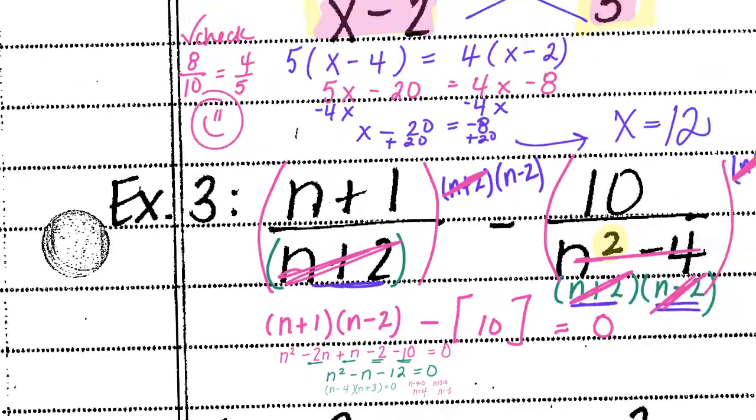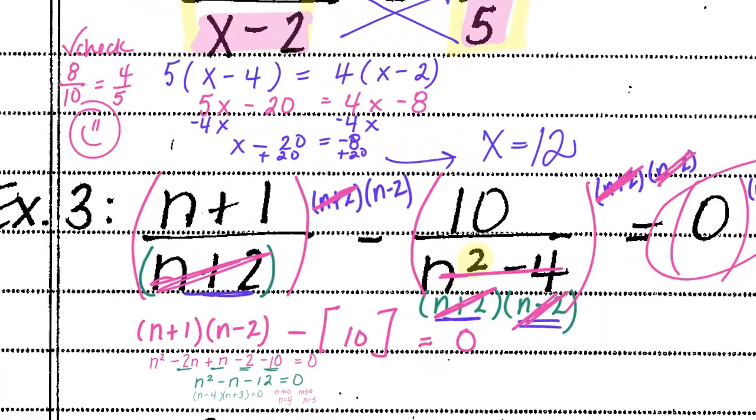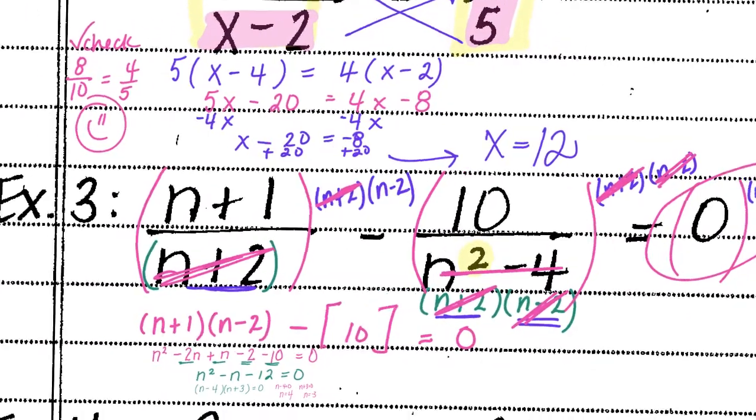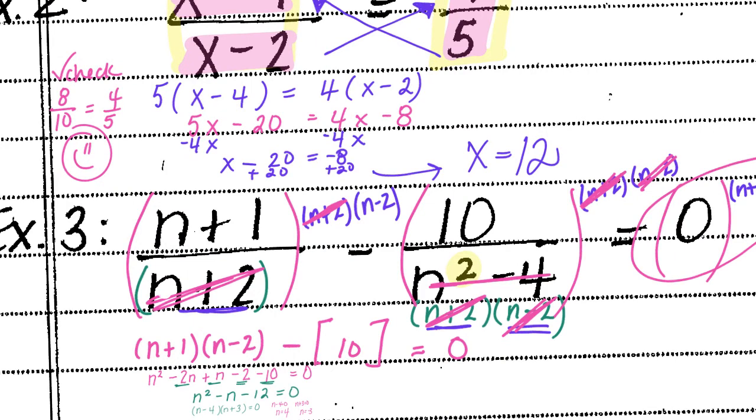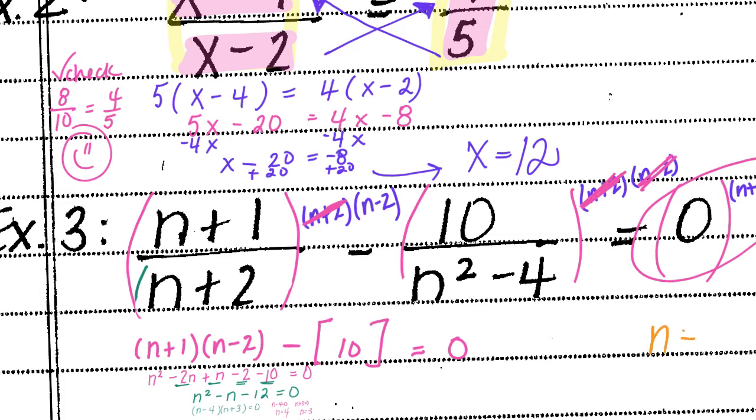But is it really? Okay, so I'm going to go back to the original. I don't think it will let me erase. Let me see if I could erase. Oh, I can. Great job. I can erase. So I'm going back to the original, and I'm going to plug it in. So first thing I'm going to plug in, remember my two solutions were n equals 4 and n equals negative 3. It's hard to see them because they're way down here.